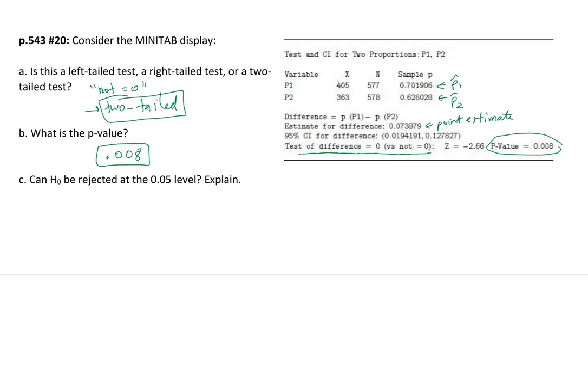And then can H0, the null, be rejected at the 0.05 level? Yes, we don't have to write out the whole test on this one. So if I just simply compare that p-value to alpha, 0.008 compared to 0.05, we've got that less than symbol in between there. So yes, reject the null. And I think that's enough explanation showing specifically what we are comparing to make our conclusion. And that wraps up 11.2.